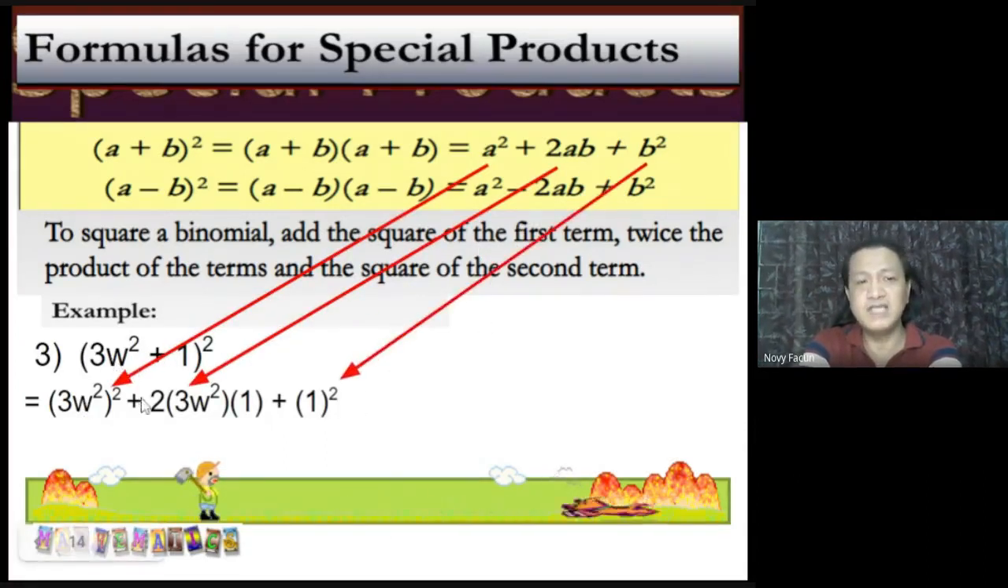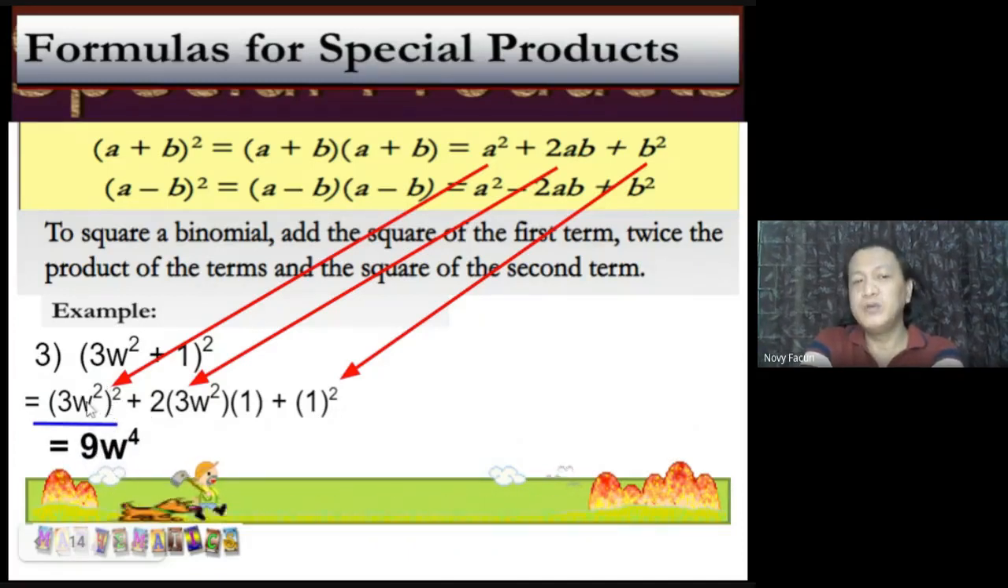And then, kapag sinimplify natin yung first term, meaning square mo muna yung 3. Okay, kasi meron siyang numerical coefficient, meaning 3 raised to 2, that is 3 times 3. Kaya magiging 9w raised to 2. Saan nanggaling yung 4? Okay, so since merong exponent yung w mo, multiply mo dun sa power na 2. Kaya 2 times 2, that is 4. That is according to the law of exponent.